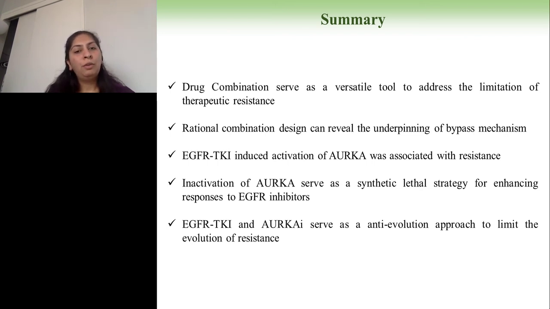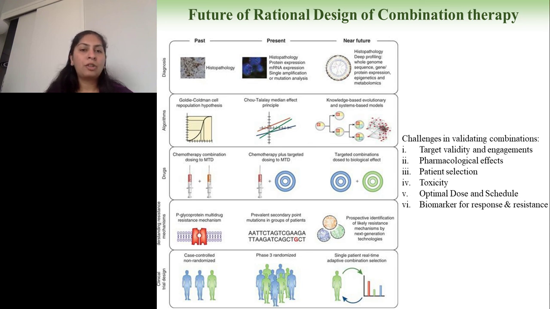So now I want to leave you with the future direction and how we can design the combination therapy. So in the past, pathologists would look at the cancer samples and design what would be the drug target for the patient. In the modern genomic era, we rely highly on the protein expression, mRNA expression, or single gene amplification, such as what is the genomic driver. But in future, we will be able to do the deep profiling and identify what are the different genomic drivers or proteomic drivers that are present that drives this, and that can inform the rational design of combination therapy.